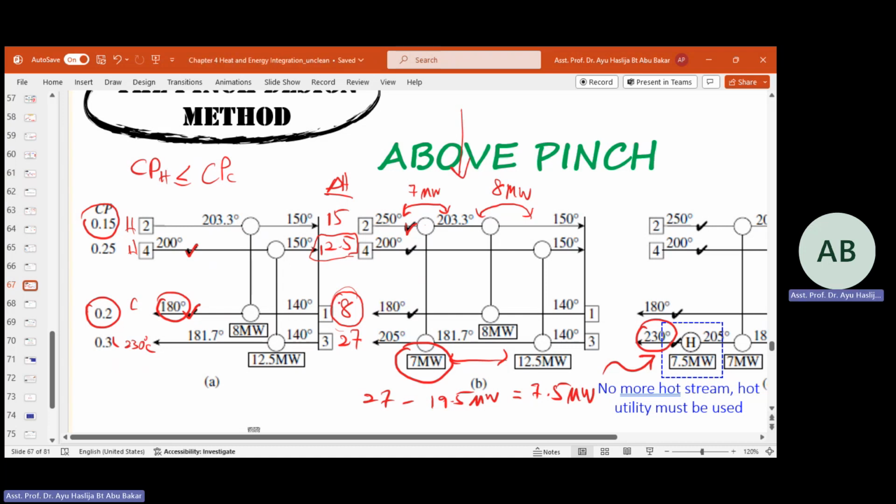CP, yes, correct. Okay, that's how you know 8. The delta H is 8 here, required for TS to TT.